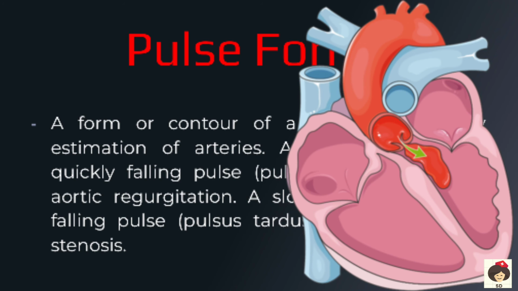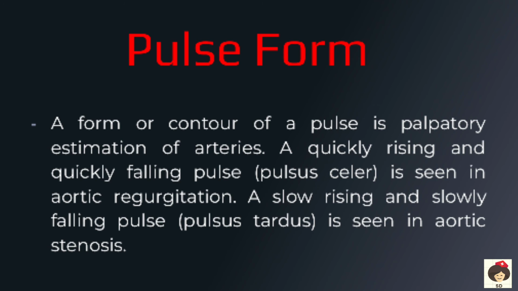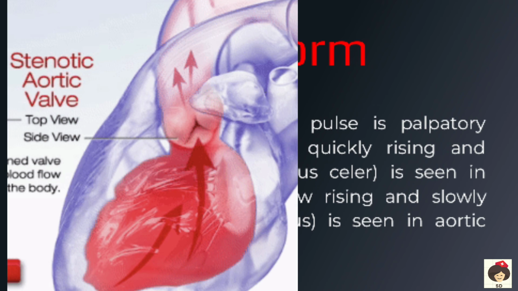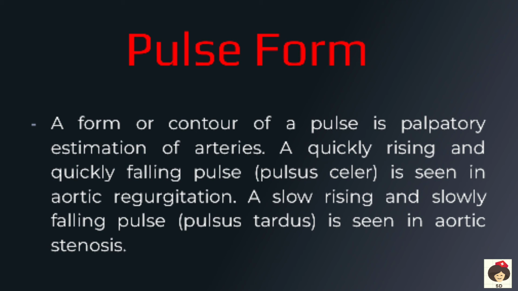Another condition is a slow rising and slow falling pulse, called pulsus tardus. It occurs in aortic stenosis. Stenosis is narrowing, where there is narrowing of the aorta, so only a smaller amount of blood will go into the aorta. So slow rising and slow falling pulse is called pulsus tardus, and quick rising and quick falling pulse is pulsus celer. This you can identify.